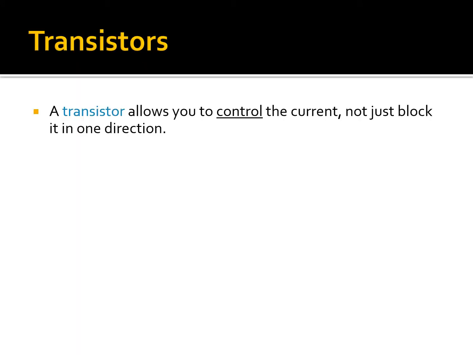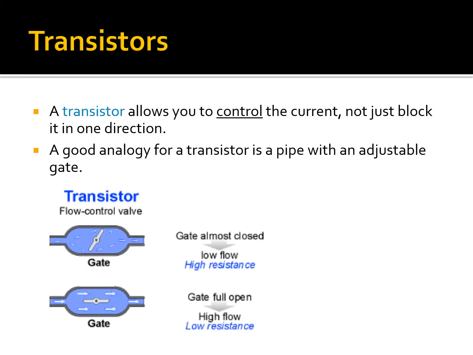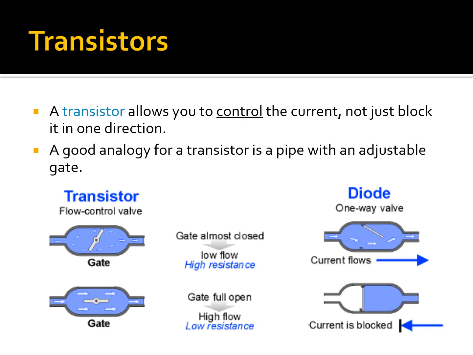Transistors. A transistor allows you to control the current, not just block it in one direction. A good analogy for a transistor is a pipe with an adjustable gate. Here we see a gate in the pipe, and if the gate is blocking a lot of the water, in this example, there's a low flow going in. If the gate is parallel to the flow, then there's low resistance and a lot of it goes through. A diode could be considered a one-way valve, and what it's controlling is the current. In the diagram in the lower right, you see that the current is blocked and electricity is not flowing.